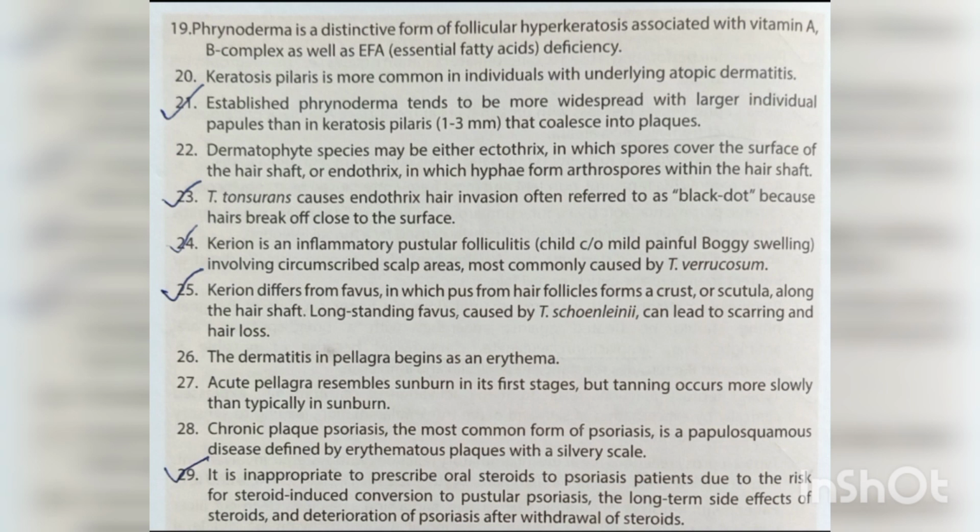Kerion is an inflammatory pustular folliculitis, with the child complaining of mild, painful, boggy swelling involving circumscribed scalp areas, most commonly caused by T. verrucosum. Kerion differs from favus, in which pus from hair follicles forms a crust or scutula along the hair shaft. Long-standing favus caused by T. schoenleinii can lead to scarring and hair loss.